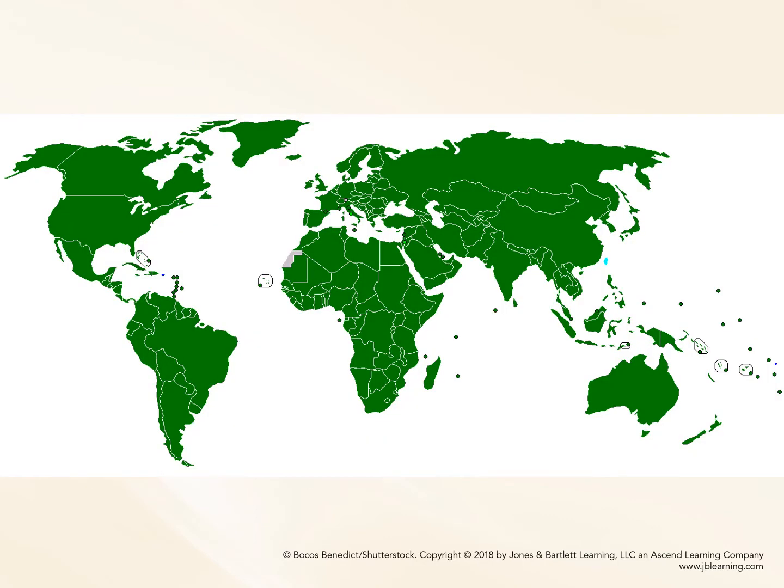This is a map of all the countries in the WHO, and you can see that there are only a few outside of it. So for example, we can see right here that Taiwan is not a member.